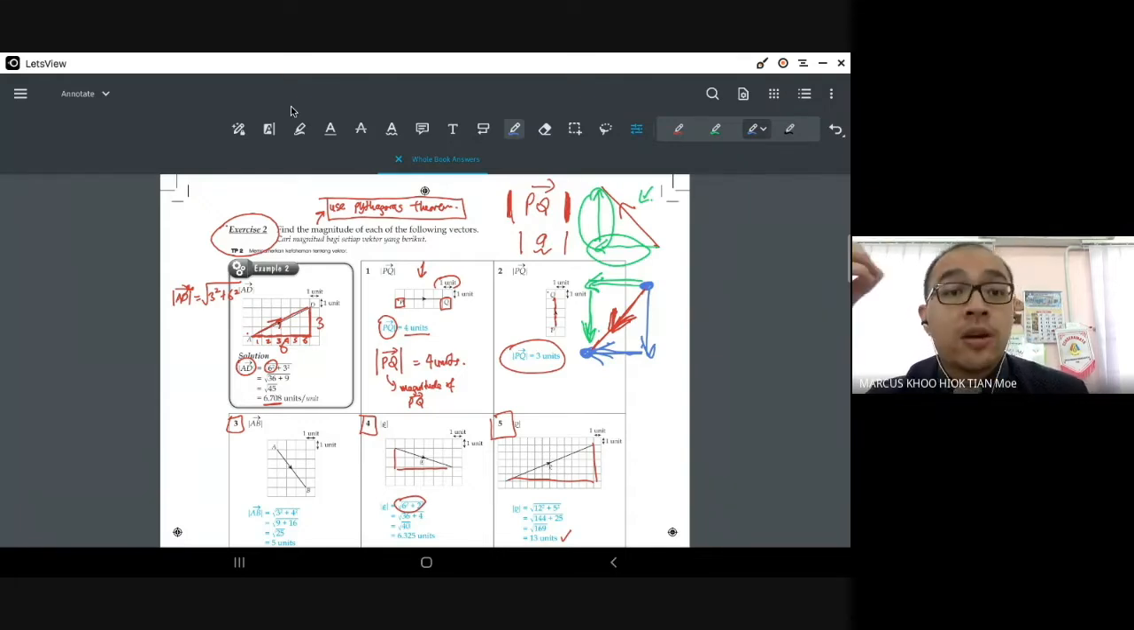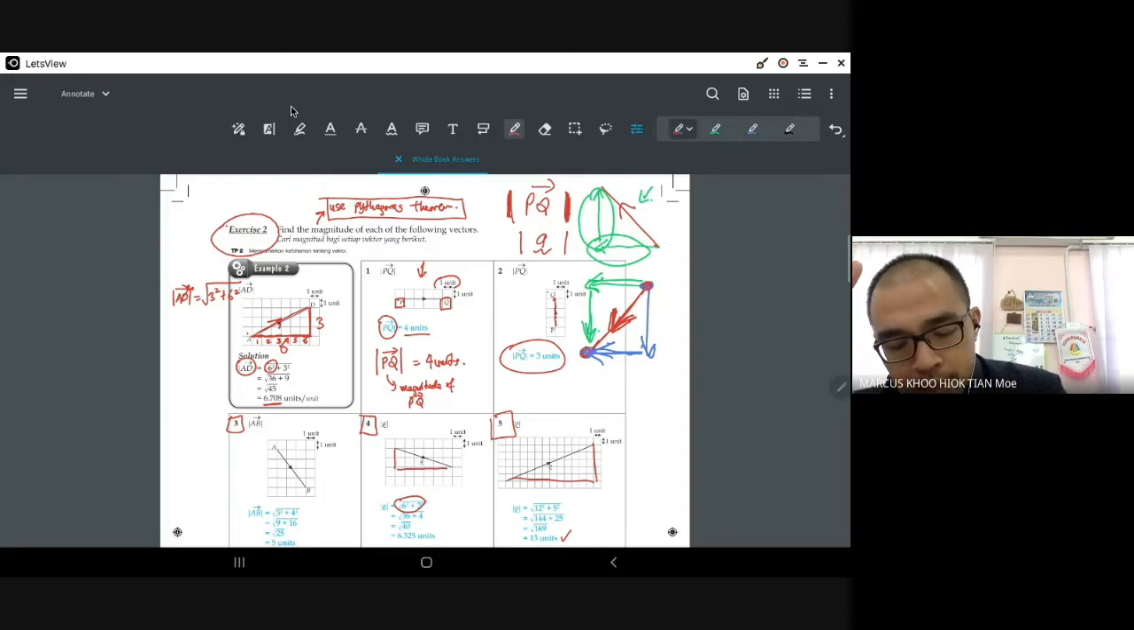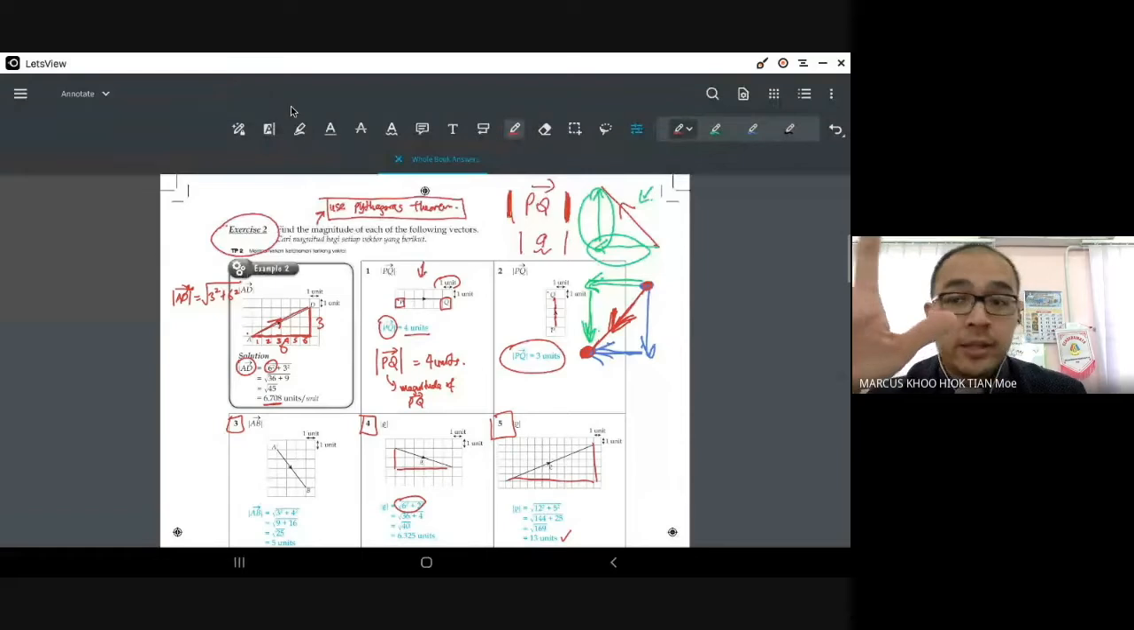As long as you can form the right angle triangle. And we can do it either way, because it starts and ends with the same initial and final point. So any vector, you can actually split it into two components.